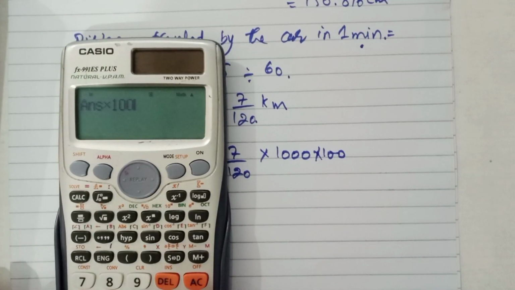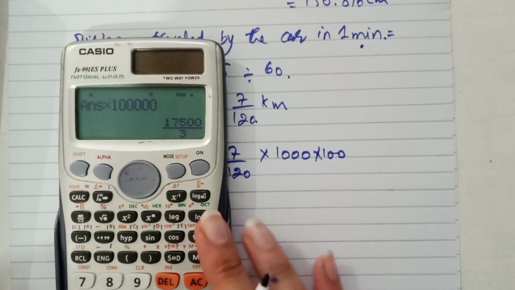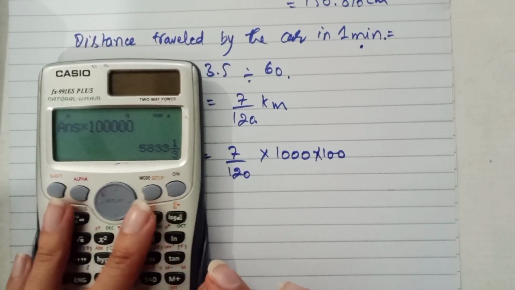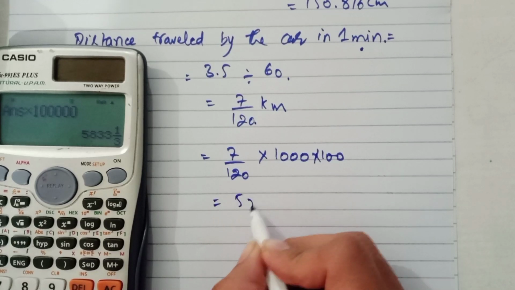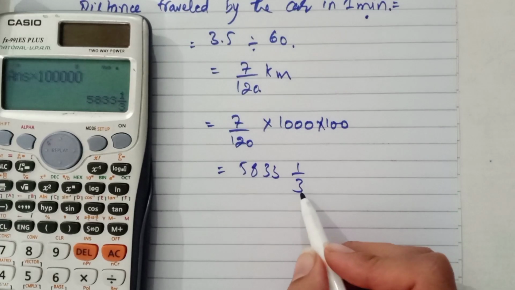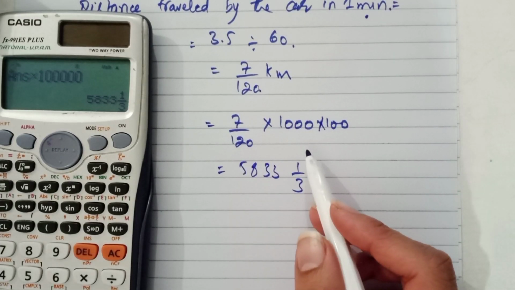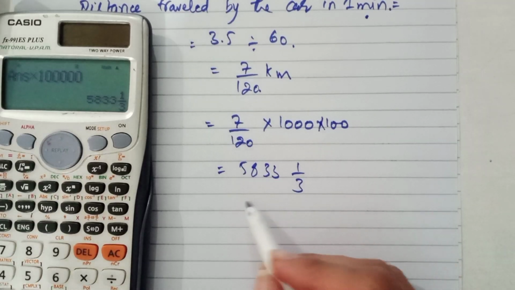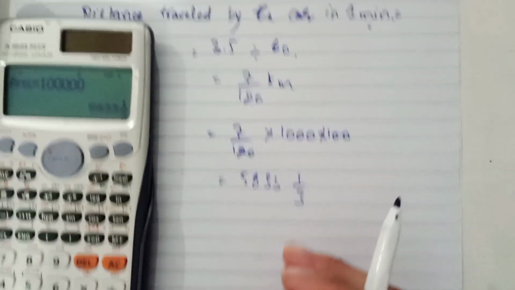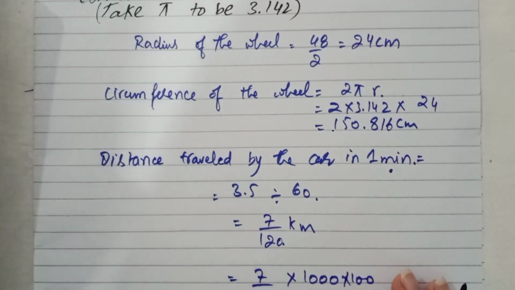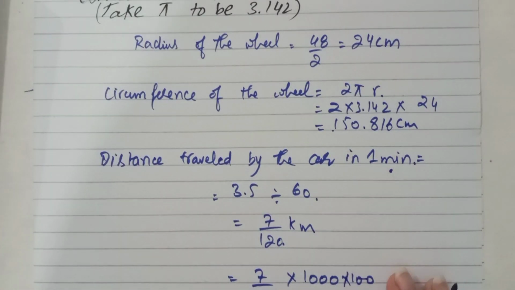Now by solving it, we get 8533 1 by 3. We get 8533 1 by 3. This is in mixed number. Now divide this value by the circumference of the wheel. We get the number of revolutions per minute.